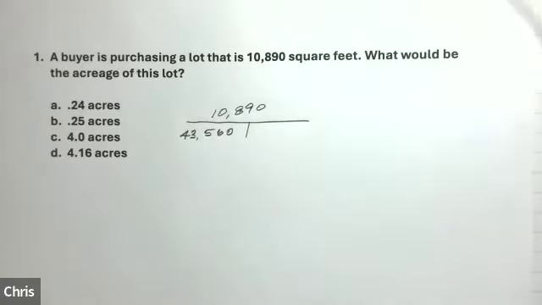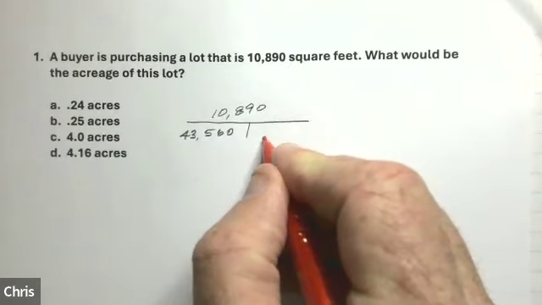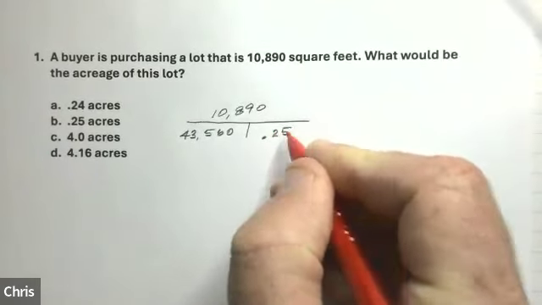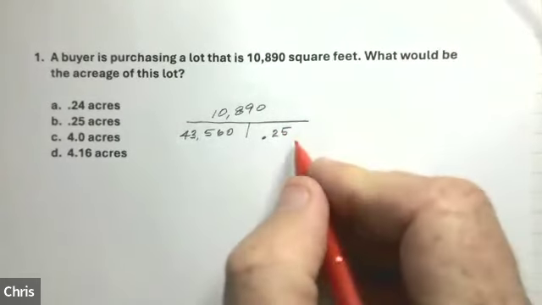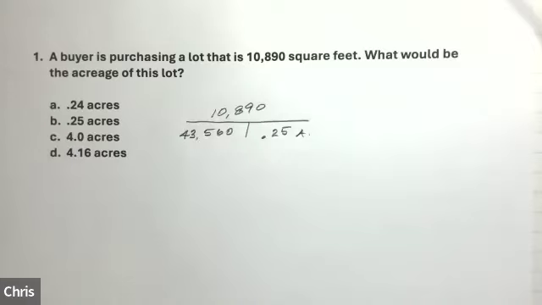Now, if you have not yet memorized how many square feet there are in an acre, it is going to be worthwhile to do so, just simply because usually when we're talking about land, we deal in terms of acreage, and you may or may not have to convert it to square footage. In this case, how many 10,890s are there in 43,560? And the answer, when you type it into your calculator, is no doubt it's going to be 0.25, and that's the answer to your question. What would be the acreage of this lot? It would be a quarter of an acre, 0.25 acre.